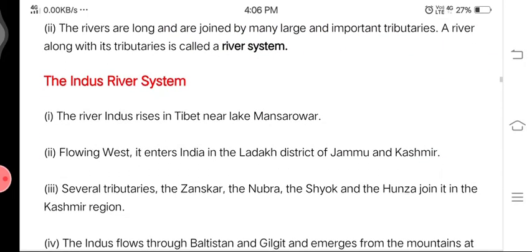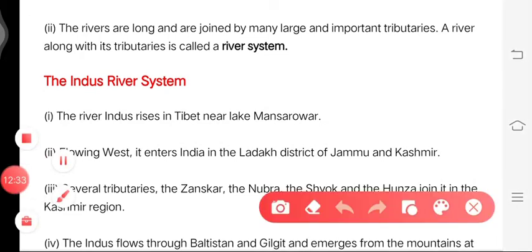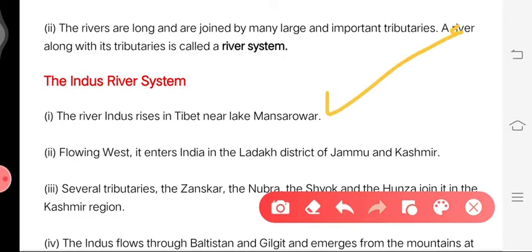Firstly, we talk about the Indus River system. The river Indus rises in Tibet near Lake Mansarovar, flowing west. It enters India in the Ladakh district of Jammu and Kashmir.